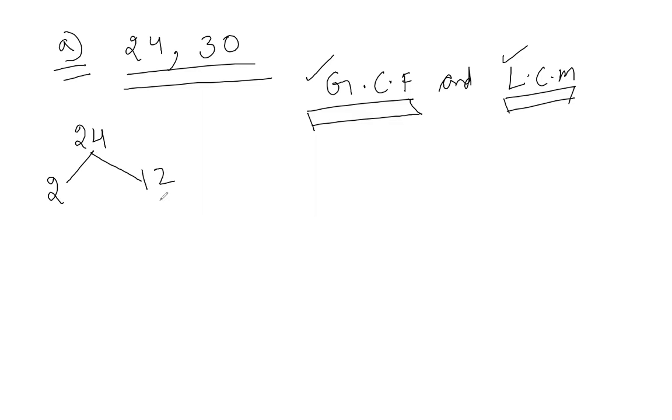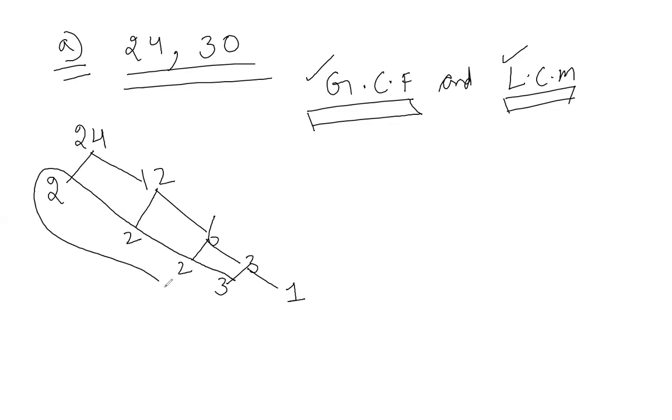And get 12, and then divide 12 by 2, you will get 6, and then divide 6 by 2, you will get 3, and then we can't divide 3 by 2, so you have to divide 3 by 3, and you'll get 1. Once you get 1, you have to stop there. These numbers which we got are the factors of the given number. So factors of 24 are 2 times 2 times 2 times 3.